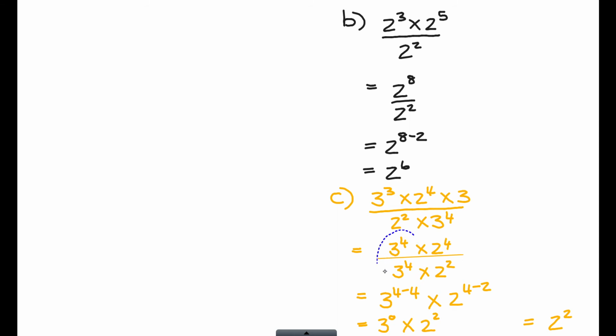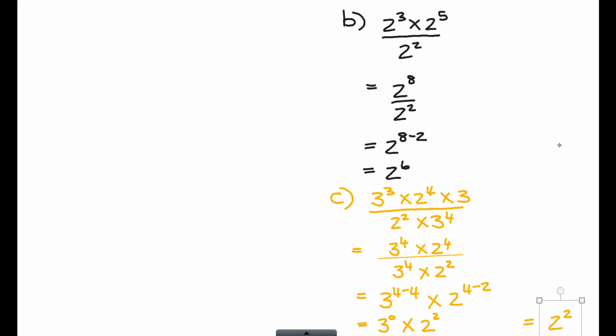Now, I'm grouping the ones that have got 3 to the power 4 together. If you maybe saw they're the same and you just canceled them out, that's also correct. Okay? And then these 2 to the power 4 over 2 to the power 2. Because we're dividing, you will see that I subtract exponents, and that gives me 2 to the power of 2. Now, this 3 to the power of 0 is actually 1. So that's why that kind of falls away. So my final answer is 2 to the power of 2.